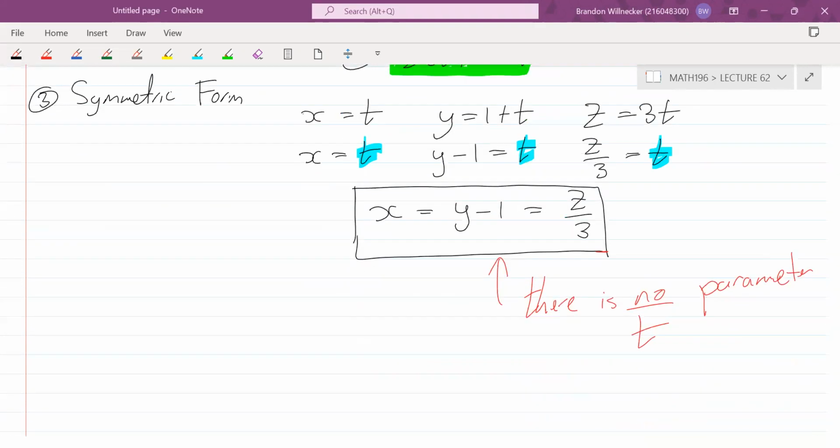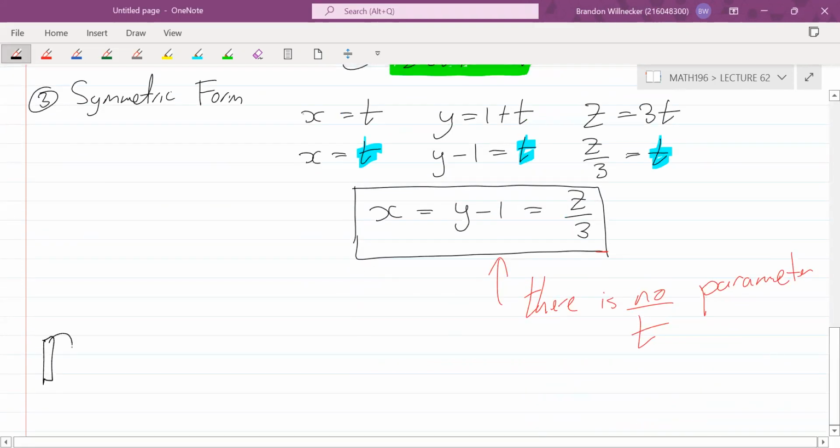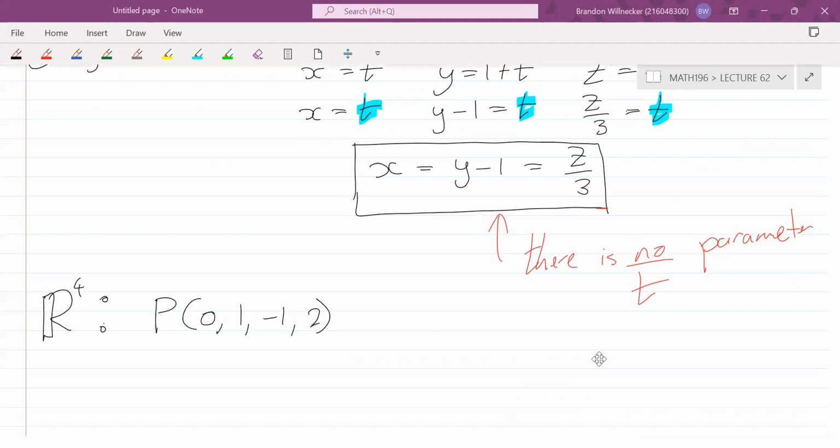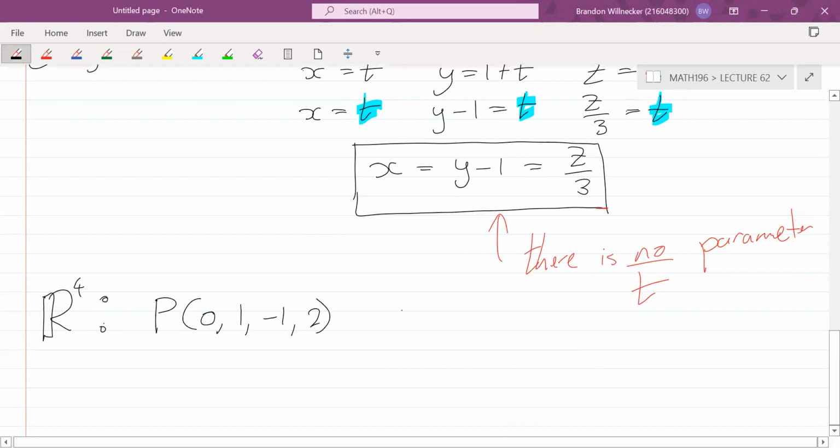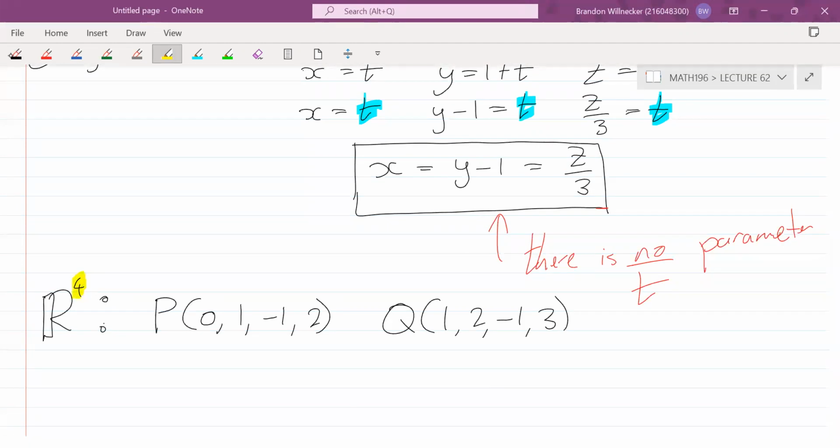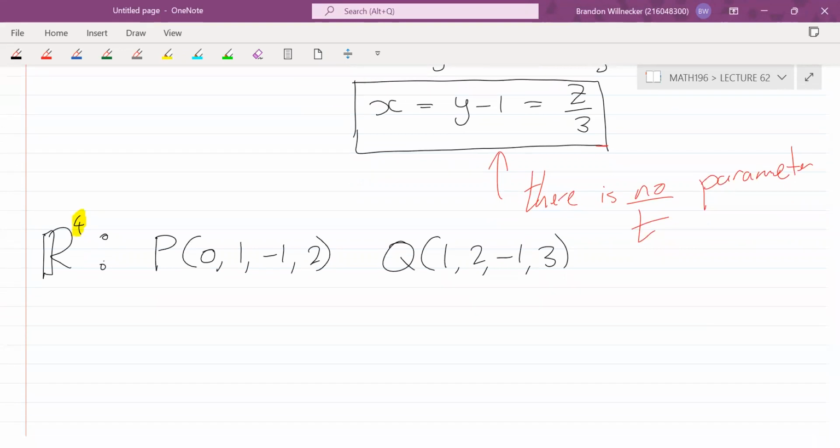So if you want to try for R4, something like that, if we have P is 0, 1, minus 1, 2. So now we have 4 components. And let's say Q is 1, 2, minus 1, 3. Again, 4 components because of the R4. Then you could find the equation again. But here, there's going to be 4 components.